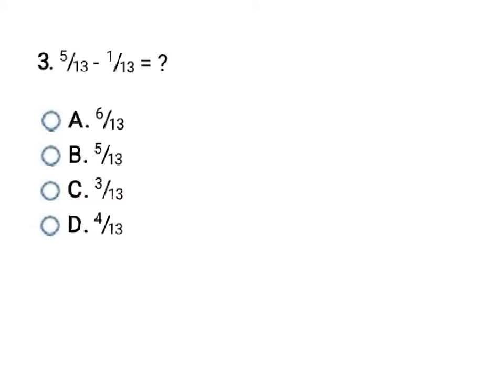Now I'm looking at subtracting fractions with the same denominators. So I have 13 and 13 on the bottom, so that means my answer when I subtract these is also going to have a 13 in the denominator, and then I just subtract the tops. 5 minus 1 is 4, so 4/13, choice D, is going to be my final answer.